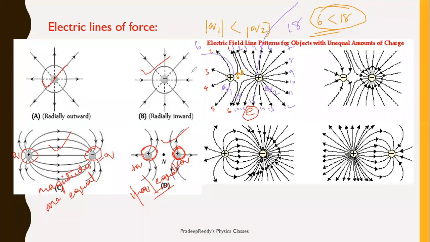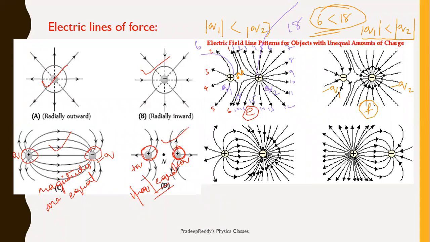Coming to figure F. In figure F also, we have two charges, both are negative, and I name this as minus Q1, I name this as minus Q2. From this, clearly, magnitude of Q1 is less than magnitude of Q2. Here you need not count it. You can see it by your naked eye, where field lines density is greater. Q2 has field lines of greater density than that of Q1. Therefore, simply I can write magnitude of Q2 is greater than magnitude of Q1.